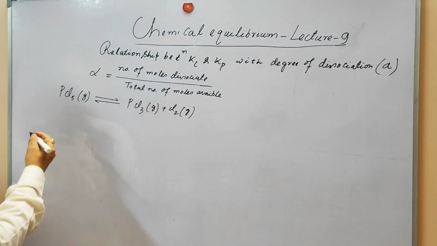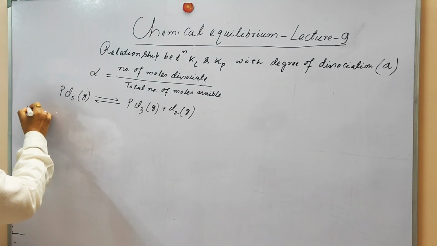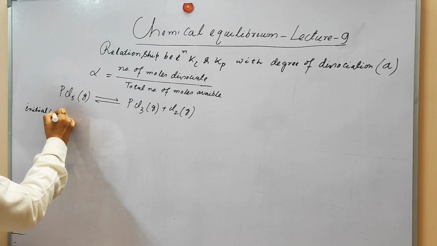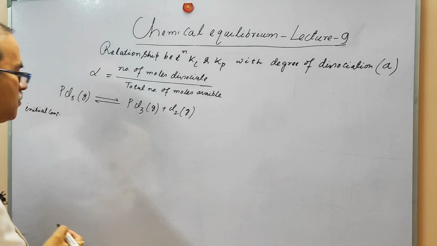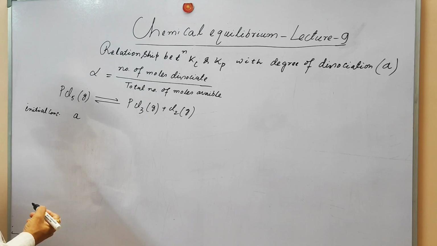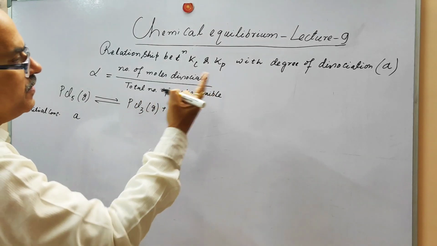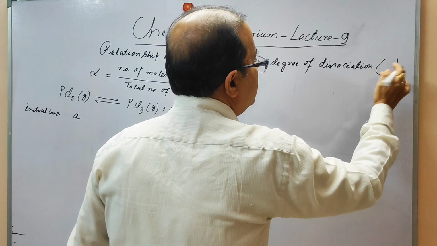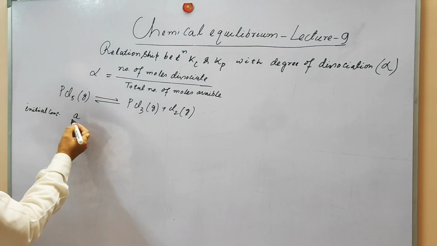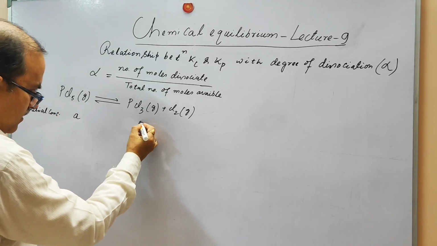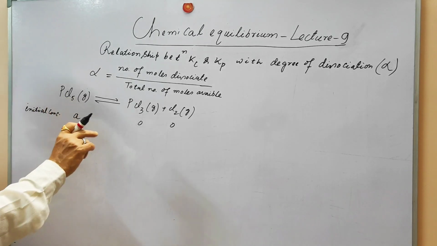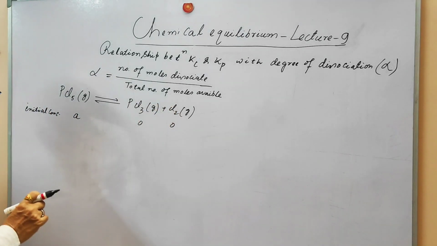Let us take the initial concentration, that is, talking about initial moles, that is A. And as we have already taken, the degree of dissociation is alpha. So the initial concentration of PCl5 is A, and PCl3 and Cl2 will be 0, and PCl5 will dissociate and produce these two products.